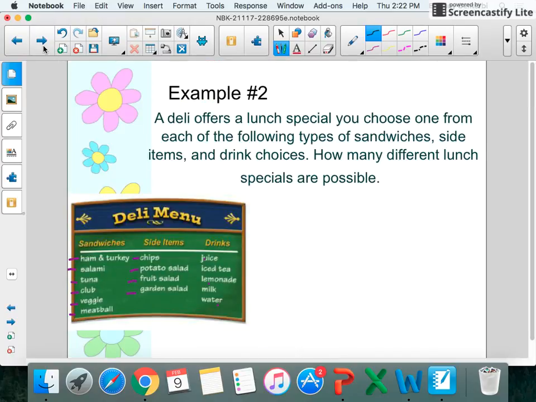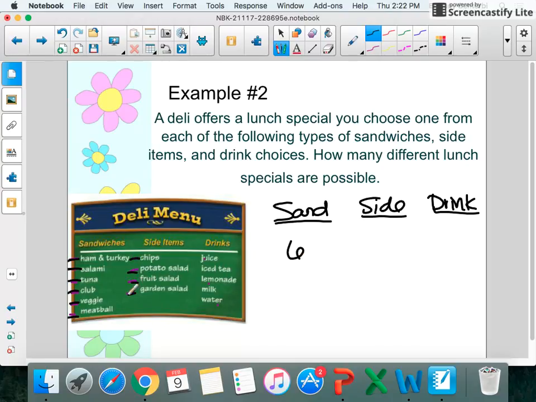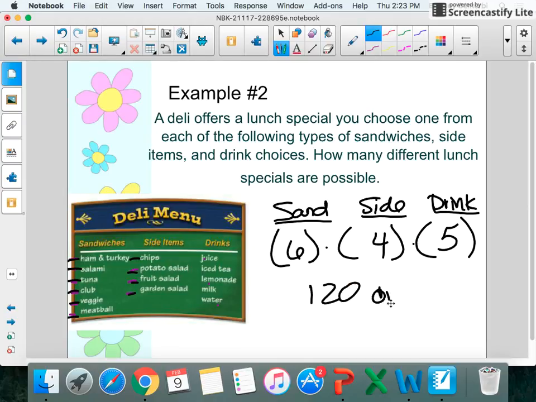Now, the next example is that the deli offers a lunch special. You choose a sandwich, a side, and a drink. How many different combinations can you have if they give you the menu over to the left? So we've got a sandwich, a side, and a drink. If we look at the menu, there's 1, 2, 3, 4, 5, 6 different sandwich options. There are 4 different side items, and there are 5 different drink options. Again, with the fundamental counting principle, we can just multiply everything together. So 6 times 4 times 5 gives you 120 different options for lunch.